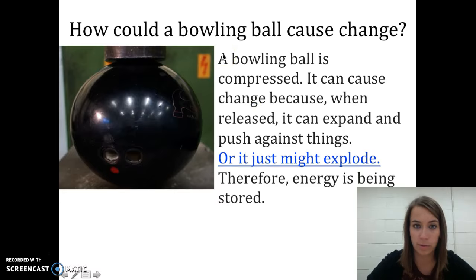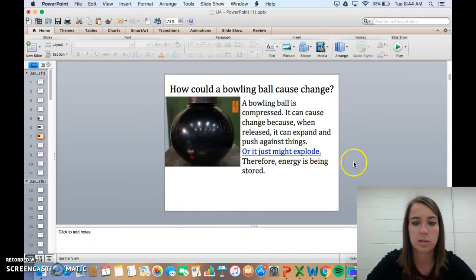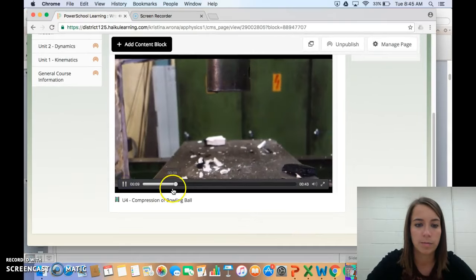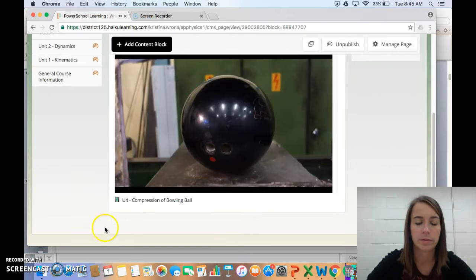Another way we could have a bowling ball causing change is if we compressed a bowling ball. So if we compressed a bowling ball, and I'll show you a video of this bowling ball being compressed in a second, it can cause change because when released, it can expand and push things out. Or in this video I'm going to show you just for fun, it could just explode, and therefore energy is definitely being stored because it can cause change to objects nearby. So let's take a look at that video of the bowling ball exploding. Start it over. And here we go.